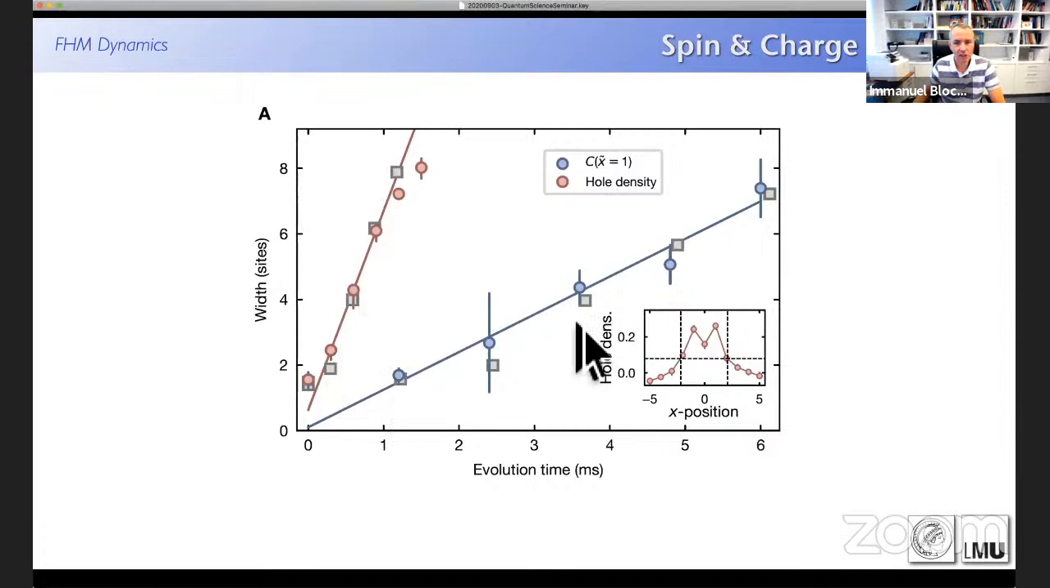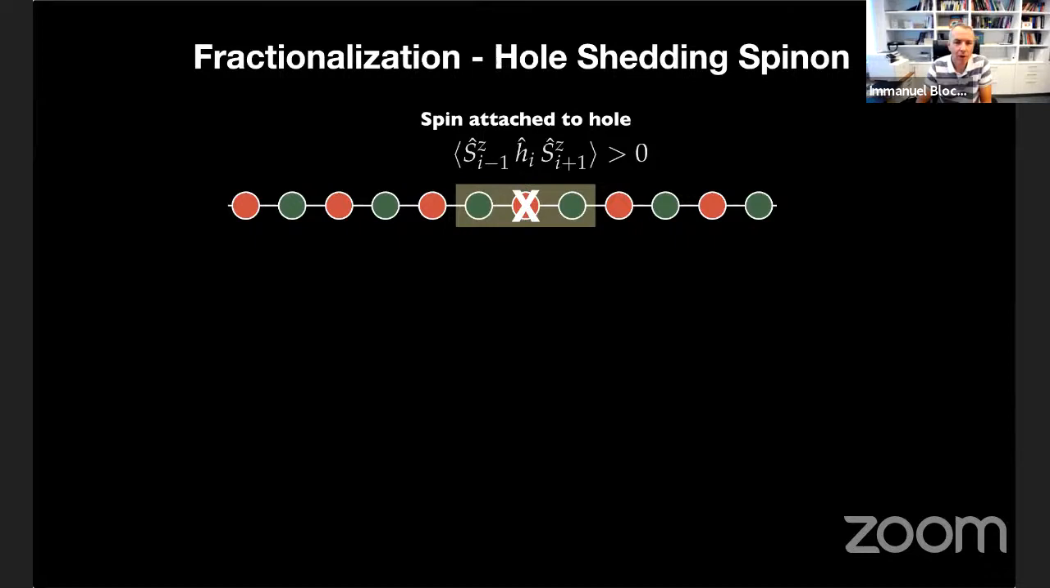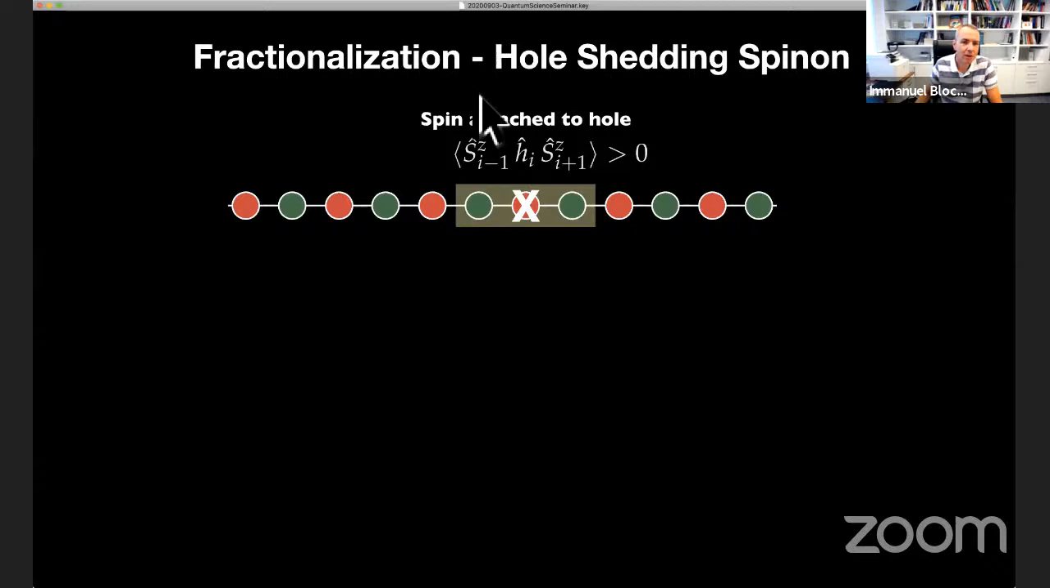Now, one unique feature of the quantum gas microscope is, as I said, it allows you to measure these higher order correlators. So far, we looked at pretty much standard correlation functions. But we can look at something special here, which tells us much more about this fractionalization process. And this is the three-point correlator. Let me walk you through this slowly. We're looking at the spin orientation in the z direction on site i minus one, how that correlates with the spin orientation on site i plus one, so here and here, conditioned on having a hole in between. So we're asking, what is the spin environment? How are the spins correlated around a hole?